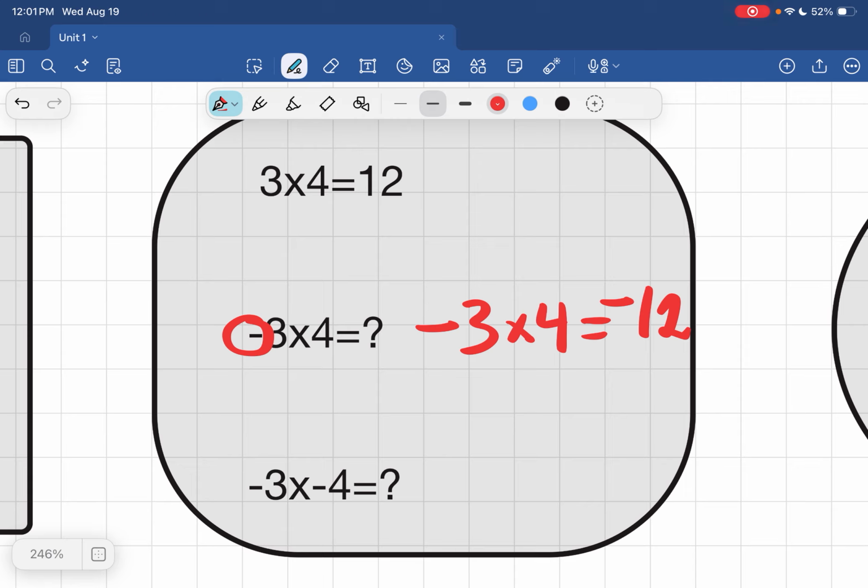Now what happens when both numbers are negative? Negative 3 times negative 4 equals positive 12.